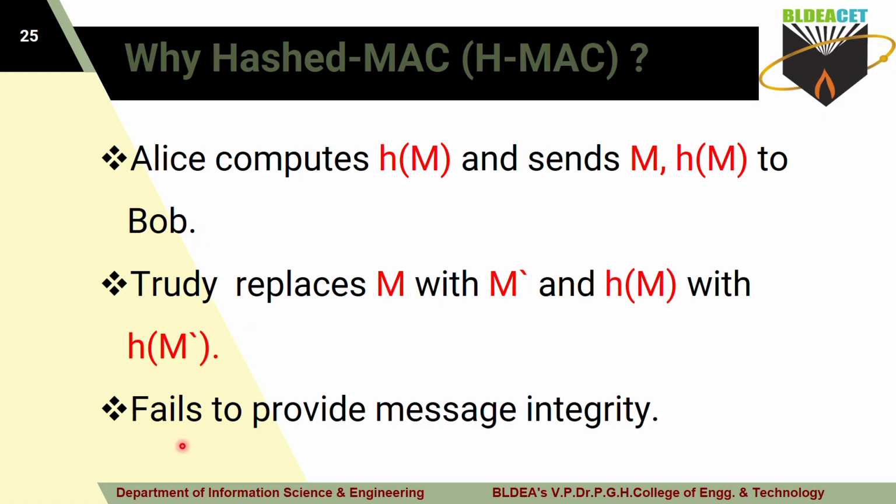So is it correct here? No. Here it fails to provide message integrity because the message has been changed. If you make changes in the message, it even fails to prove that the message was sent by Alice. So that is one problem here. All the hash function methods you are using here fail to provide message integrity. That's why we have to go for hashed MAC here. Let's see what hashed MAC actually is.